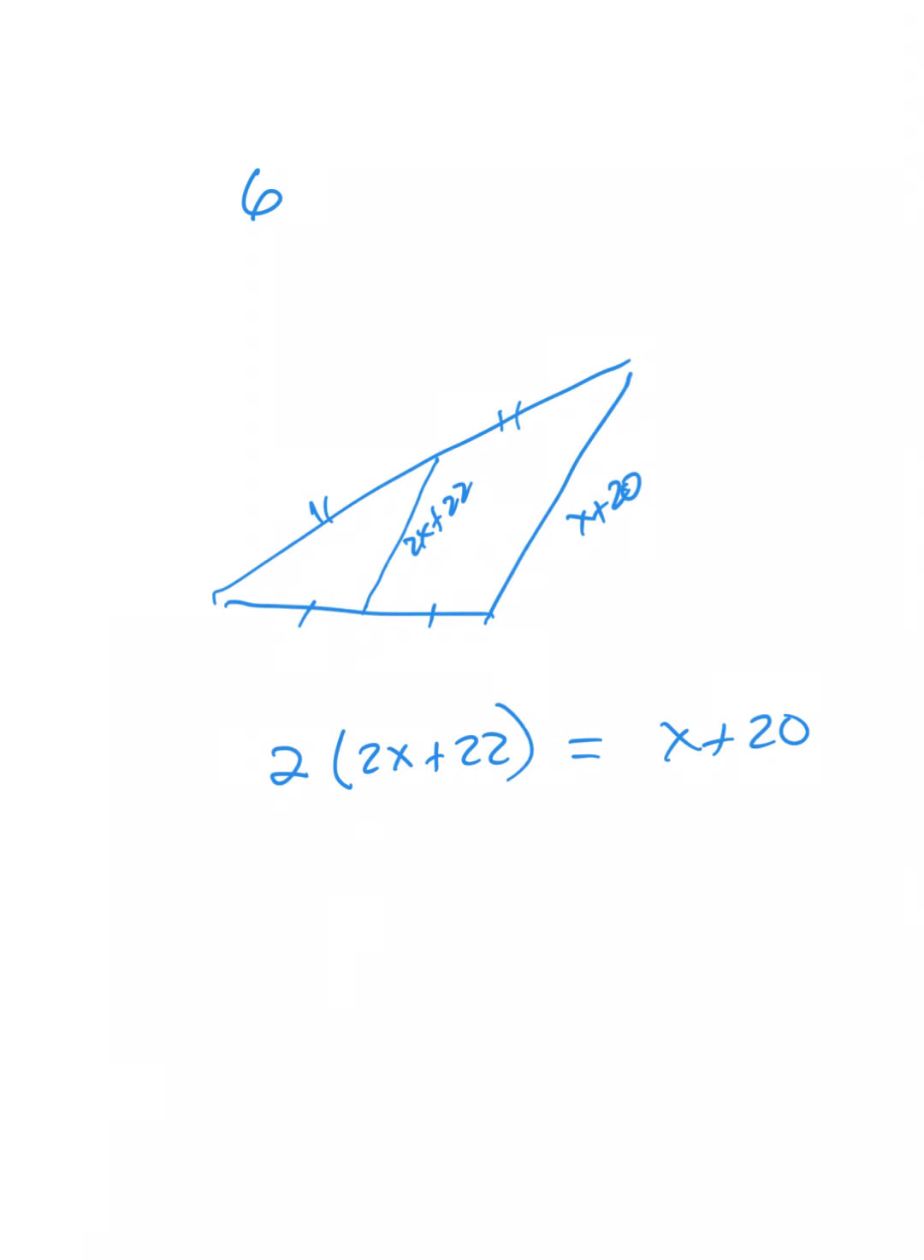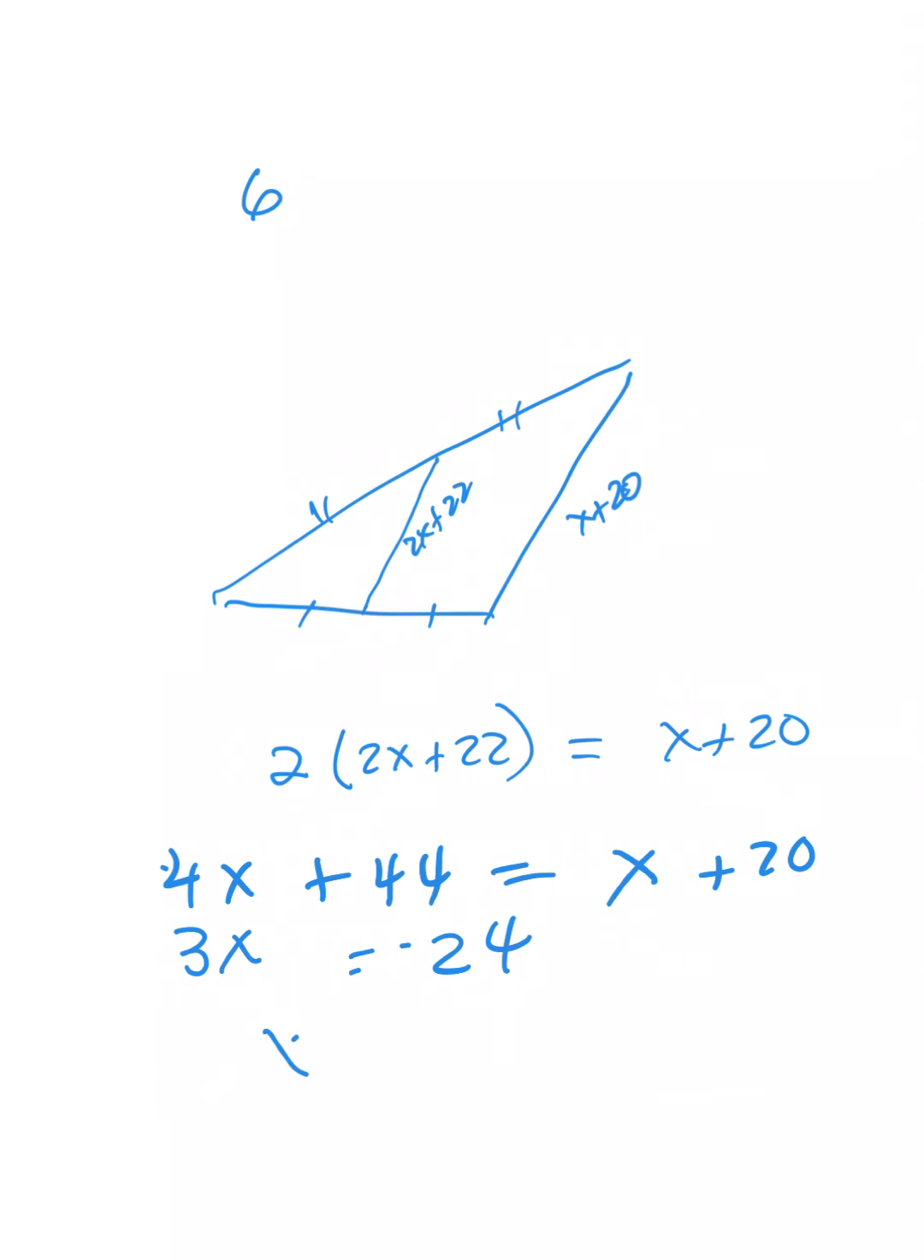So we've got 4x plus 44 equals x plus 20. So 3x equals negative 24 when you subtract the 44. Watch your signs. And x equals negative 8.